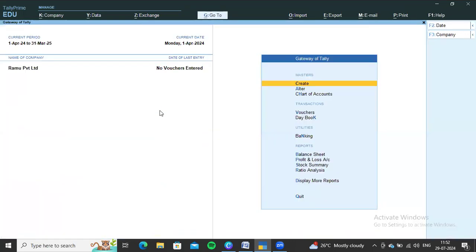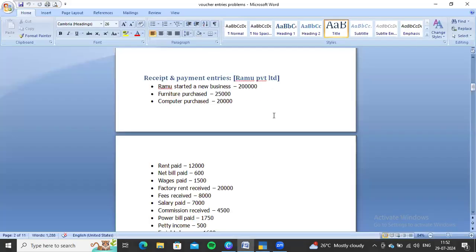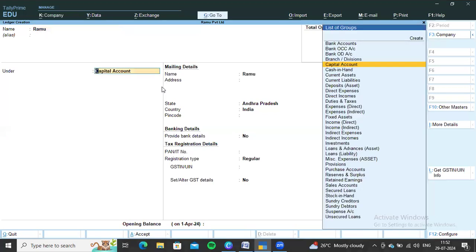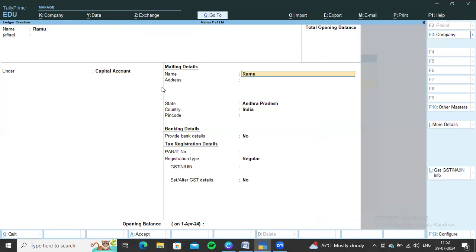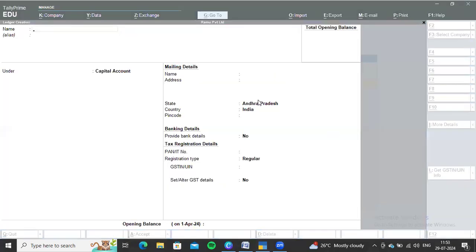So first we need to create ledger accounts. Go to Create in Ledger. Let's create the ledger accounts one by one. First, Ramu started a new business, meaning Ramu is investing capital in his own business. So create the Ramu account, which comes under Capital Account. Press Ctrl+A.